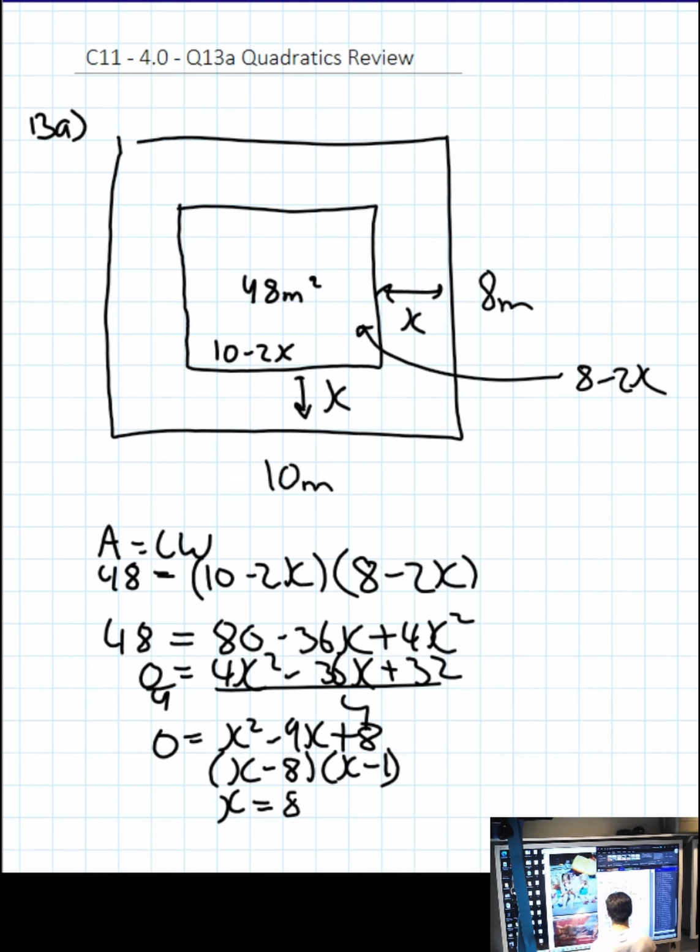And beside it, x equals 1. Let's circle both of our answers. Now, can you cut off an 8 twice from 10 or 8? No. Let's reject x equals 8. And x therefore equals 1. So if we're to take 1 off of 8 twice, we get 6. If we take 1 off of 10 twice, we get 8. And 6 times 8 is 48. Check mark. Awesome.